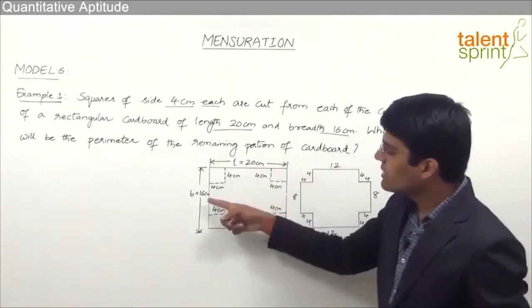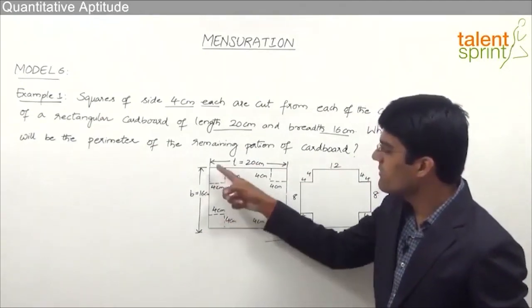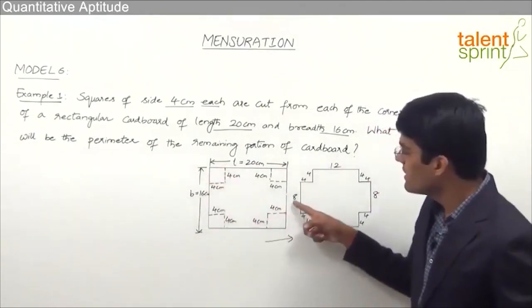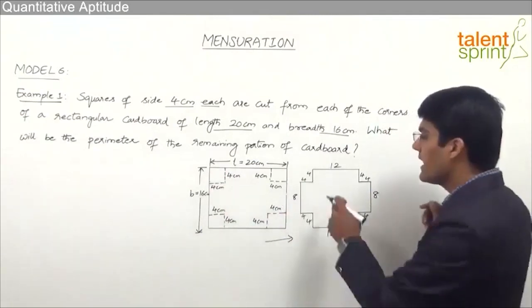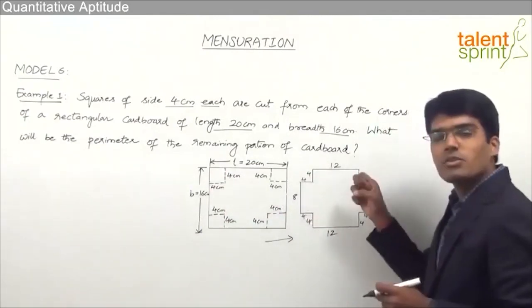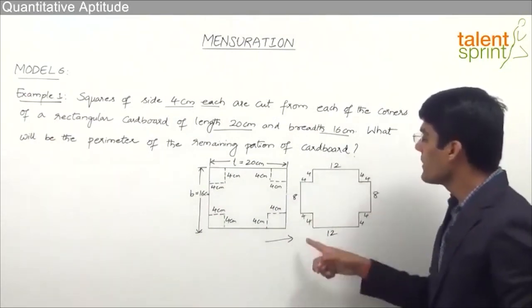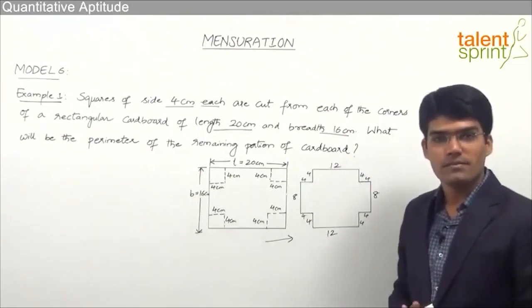Likewise, talking about the breadth here, total breadth is 16, but 4 cm is cut at the bottom, 4 cm at the top. So this remaining portion will be 8 on both the sides. And inside we have 4 and 4 as the lengths. Why? Because these are squares which have been removed of 4 cm each. So we have to find out the perimeter of the remaining portion.